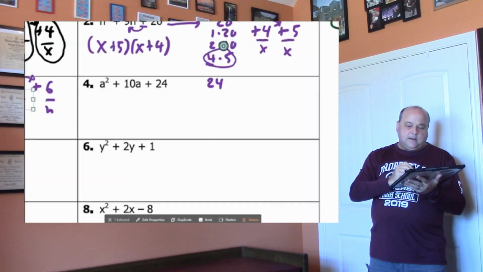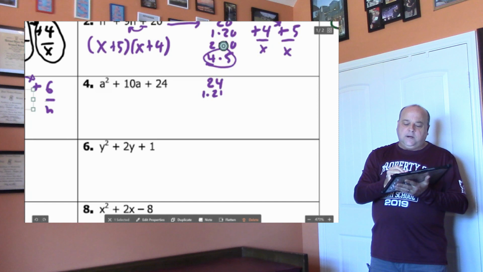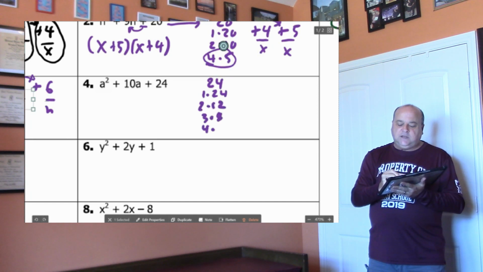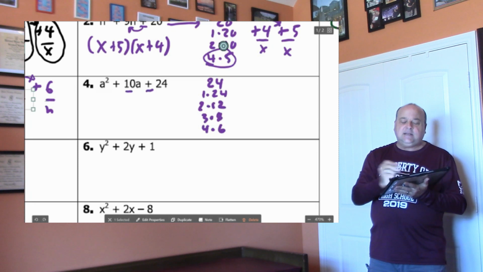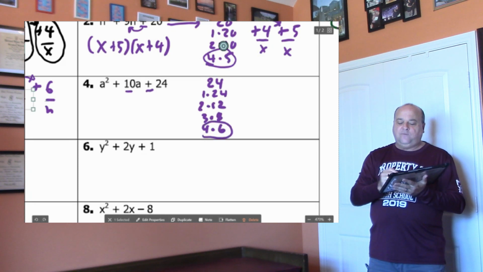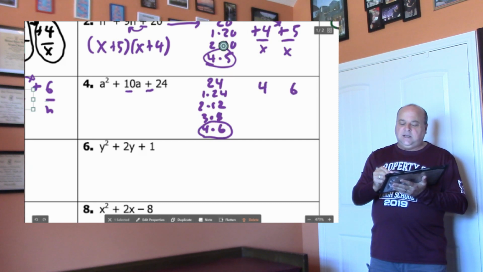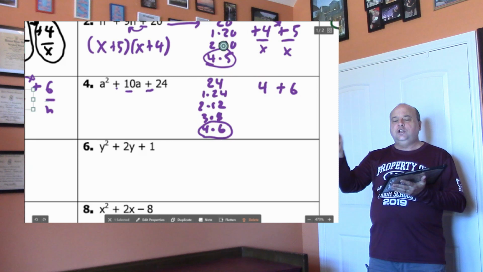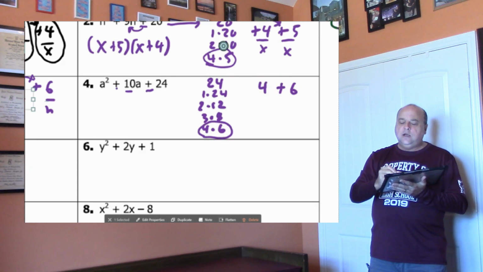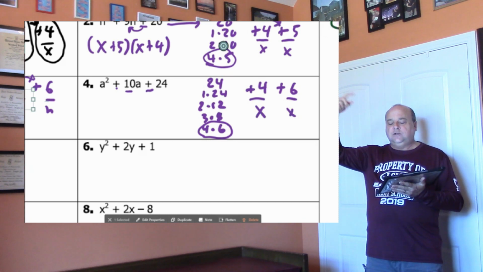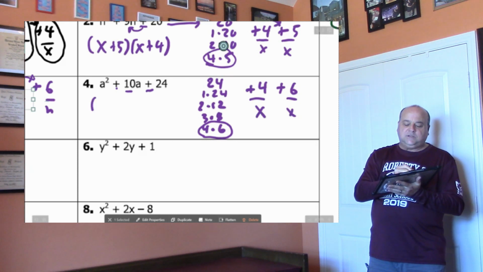So let's go back. And our factors are 1 and 24, 2 and 12, 3 and 8, and 4 and 6. We want to add and get 10, don't we? So the 6 and the 4 work, don't they? So you're going to go to the right, put 4 and 6. The middle sign is plus. It goes with the bigger number. What do you do to plus 6 to get to 10? You're going to add 4. Put fraction bars, put x's on the bottom. This is your parentheses. So x plus 4 and x plus 6 work.